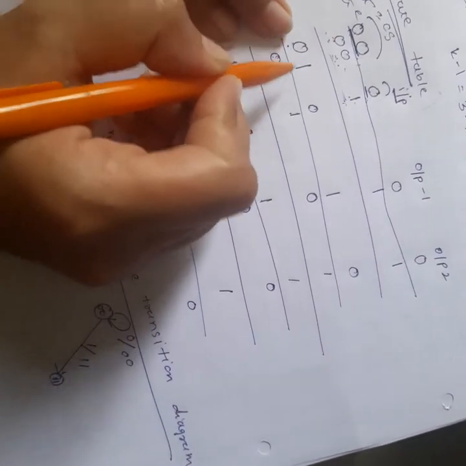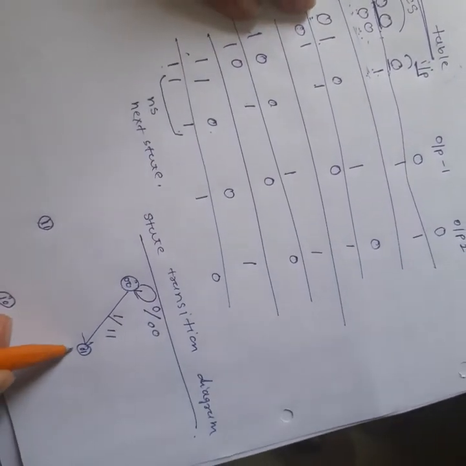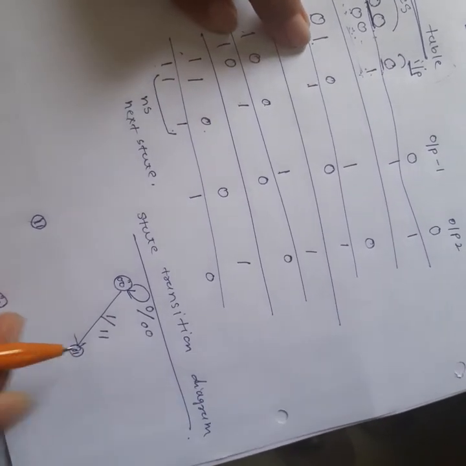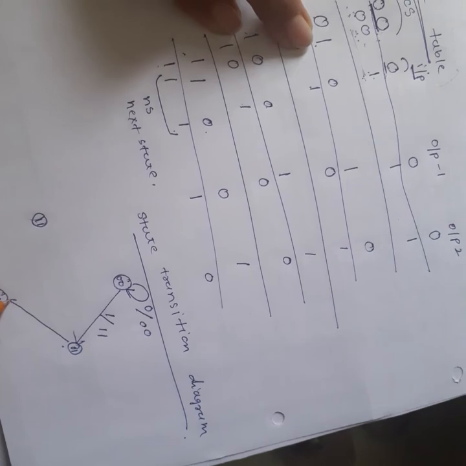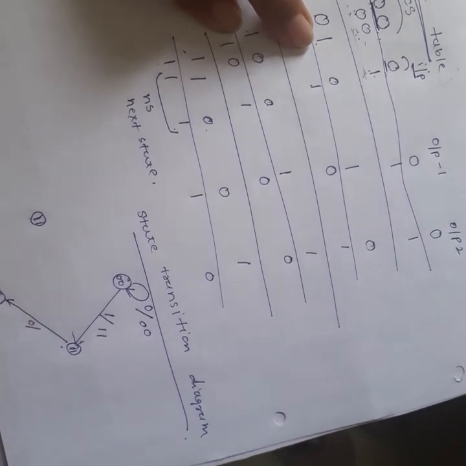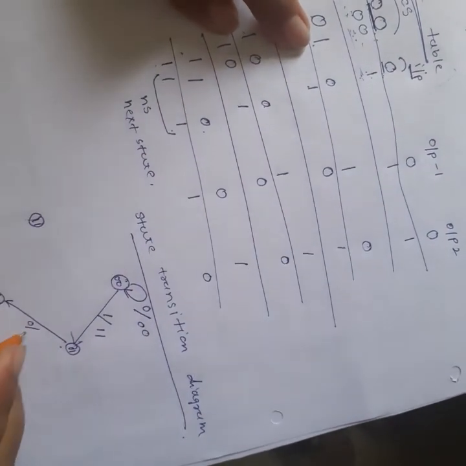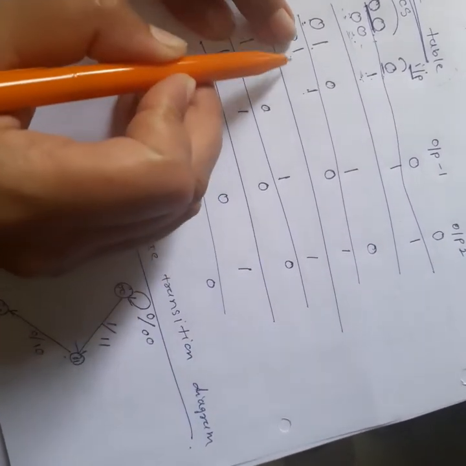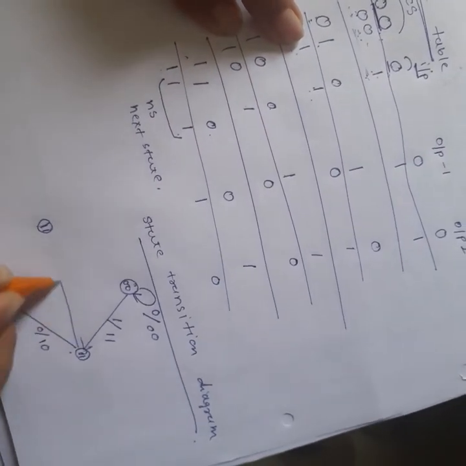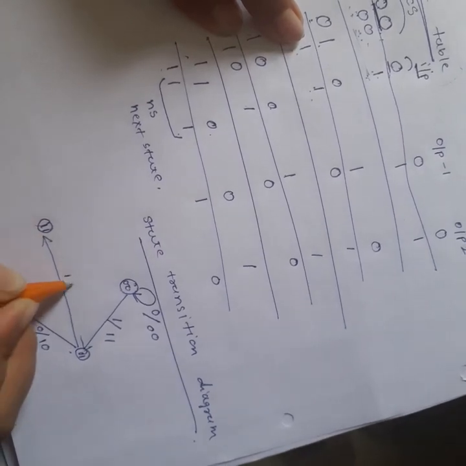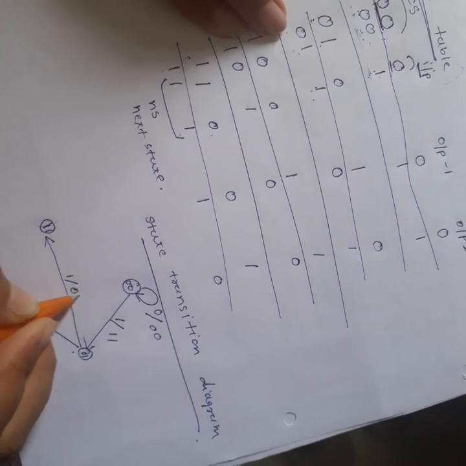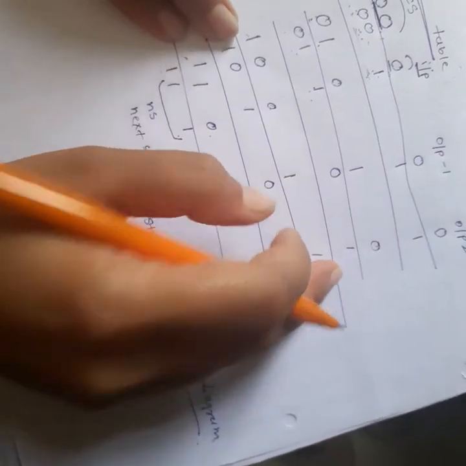If my current state is 0 1 and I provide input 0, I'll be in next state 1 0, but what would be the output? 1 0, right? From 0 1, with input 1, I would be in 1 1, but the output would be 0 1. You can see here the output is 0 1.